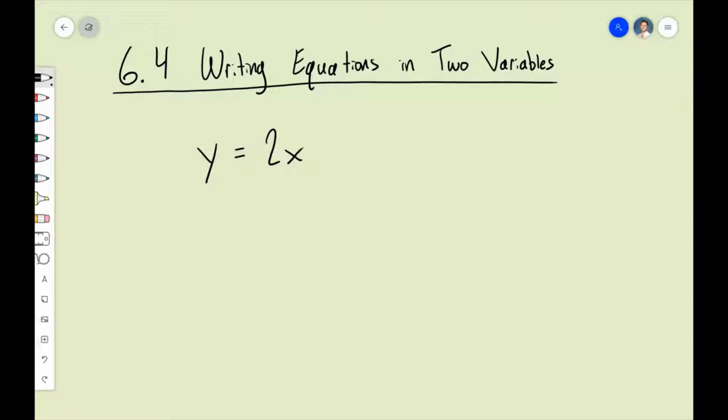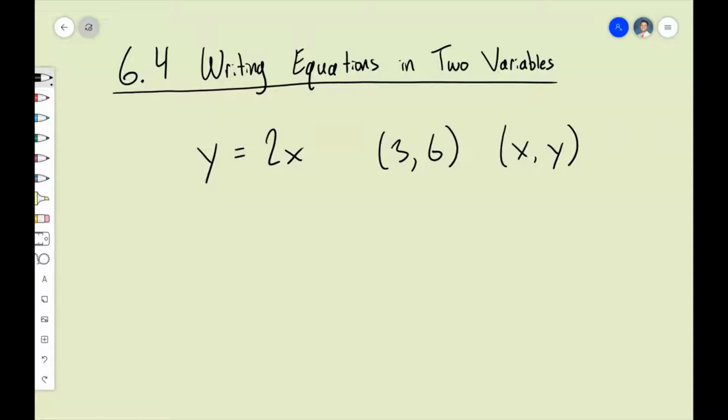This obviously has two variables here, and a solution would be an ordered pair. So for example, we could have this potential solution here, (3, 6). Remember that ordered pairs are always written x, comma, y. So in this case, we're saying that our x value would be 3 and our y value would be 6.